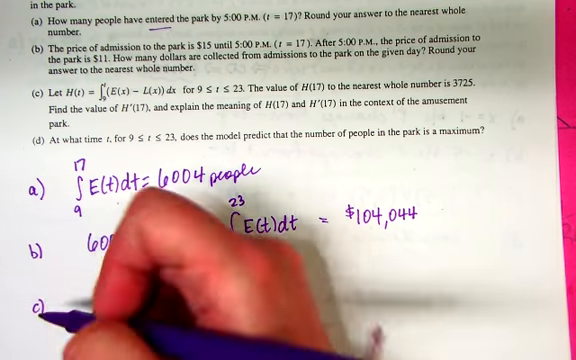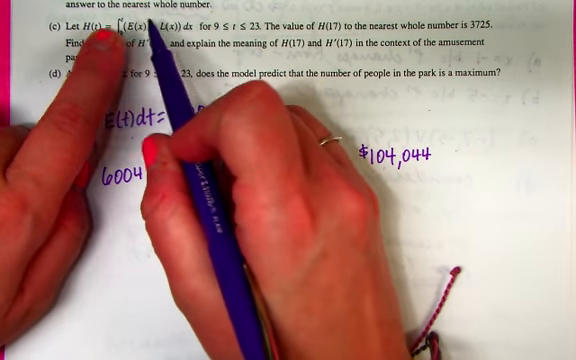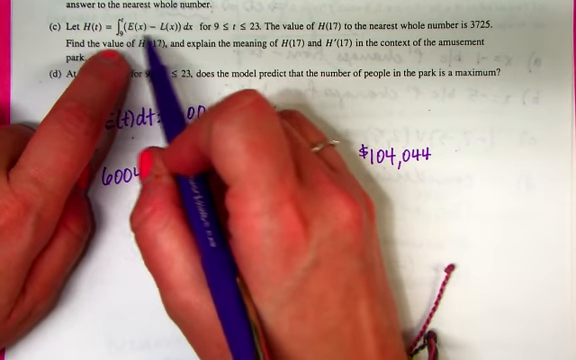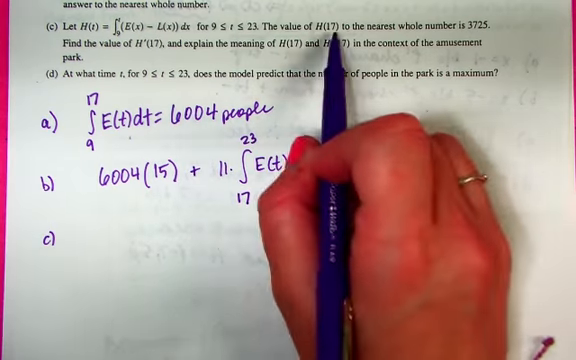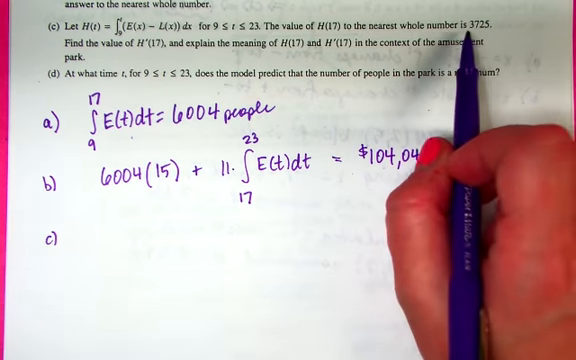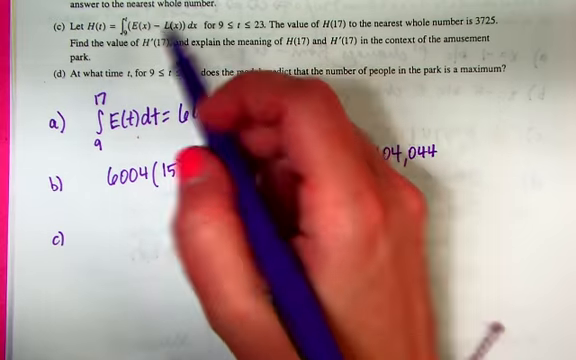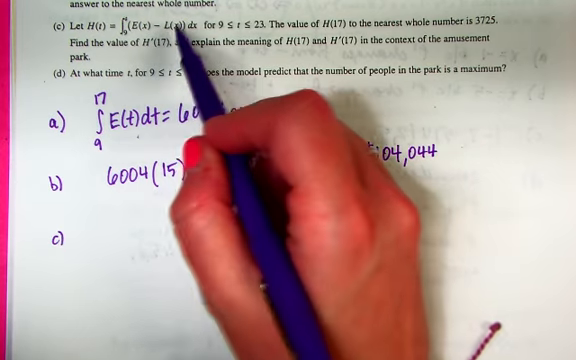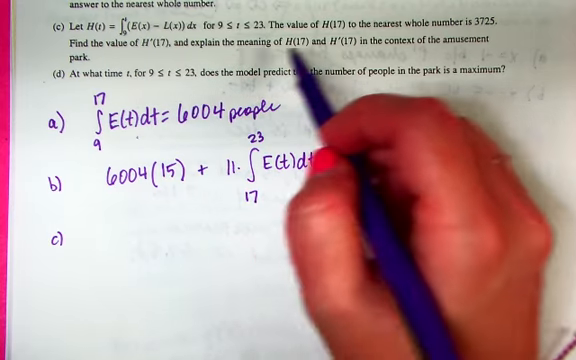All right, part C. H is the difference between the two functions. So entering minus leaving, these are their rates. So this is going to be probably, well, I can't give you the answer. The value of h of 17 to the nearest whole number is 3,725. So they're saying h of 17, which is the integral from 9 to 17 of this, is 3725. Find h prime and explain the meaning of both of them.